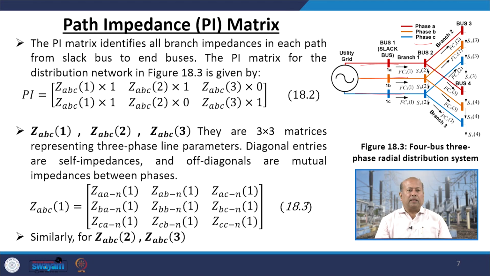The PI matrix identifies all branch impedances in each path from slack bus to end buses. The PI matrix for the distribution network in figure 18.3 is given in equation number 18.2, where ZABC 1, 2, and 3 are 3 by 3 matrices representing 3-phase line parameters. Diagonal entries are self-impedances and off-diagonals are mutual impedances between phases. So ZABC 1 is given by 18.3. Similarly, we can calculate ZABC 2 as well as ZABC 3.